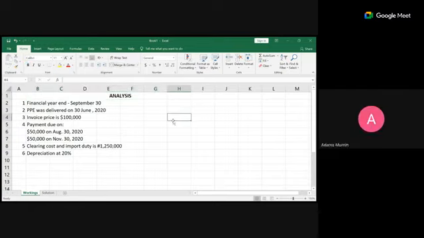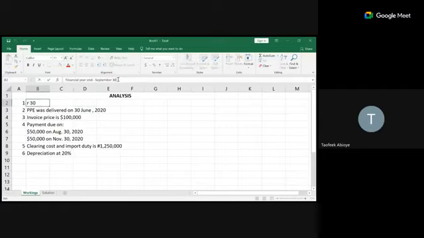So now they ask us to show the journal entry to record the above transaction in the books of Ungono PLC. They said the financial year end starts in September, so since it started in September, this one will be 2020.